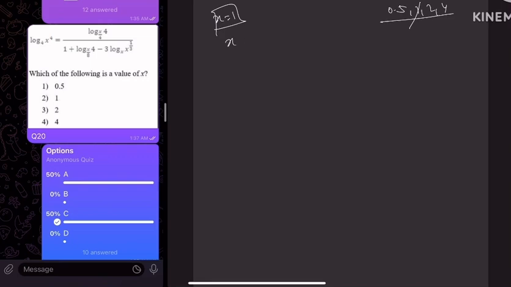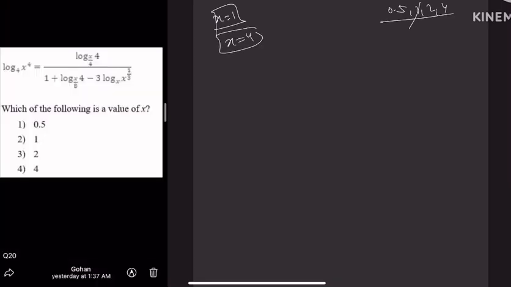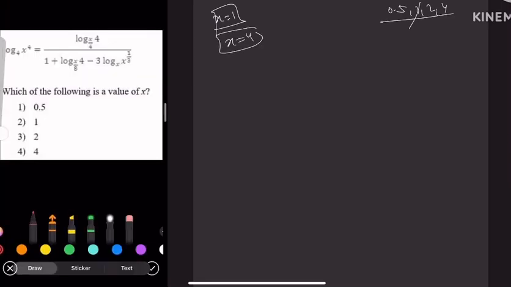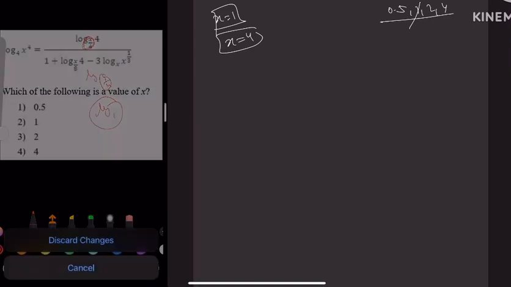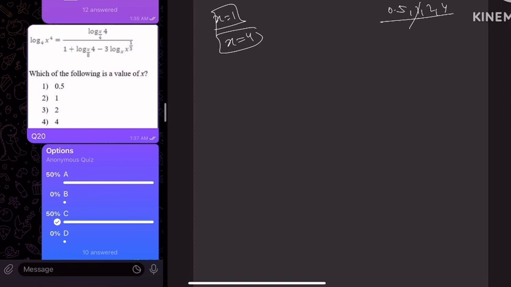So again x equal to 4, if we put this, notice this. Here you can see that there is x by 4. So 4 by 4, so in base we will get 1. And we know that in base 1 log cannot be. So 4 is also gone. So we are left with 0.5 and 2. Okay, so start putting. Let us put 2 first.